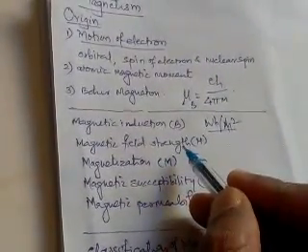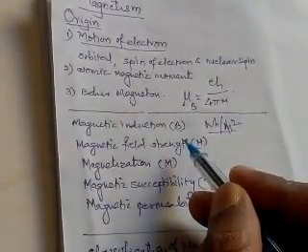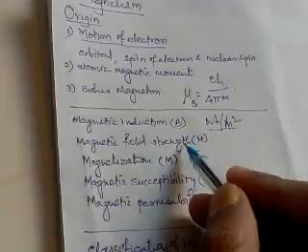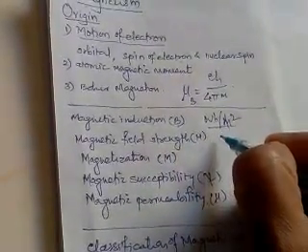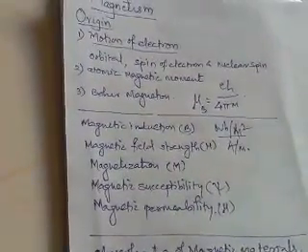Second, magnetic field strength. Magnetic field strength is the force experienced by a unit north pole at a given point in the magnetic field. That is known as magnetic field strength. It is represented by the symbol H and expressed in ampere per meter.